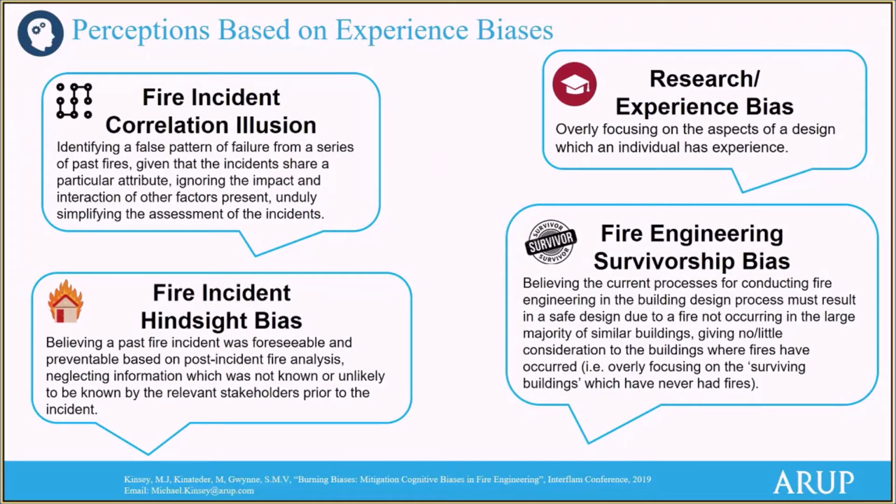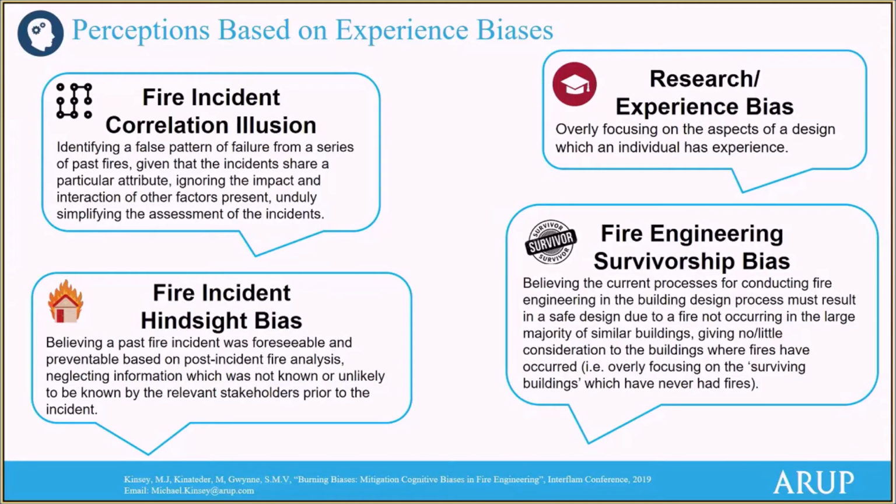Finally, if we look at perceptions based on experience biases, for fire engineers, we have fire incident correlation illusion. So this is identifying a false pattern of failure from a series of past fires, given the incidents share a particular attribute, whilst ignoring the impact and interaction of other factors present, unduly simplifying the assessment of the incidents. So for example, if I saw a number of past fires that all happened in residential buildings, I may say, right, the way we're designing residential buildings is wrong. But actually, if you look at the specific reasons why they had the fire and the contributing factors, maybe they're totally different. So we have to be careful about fire incident correlation illusion.